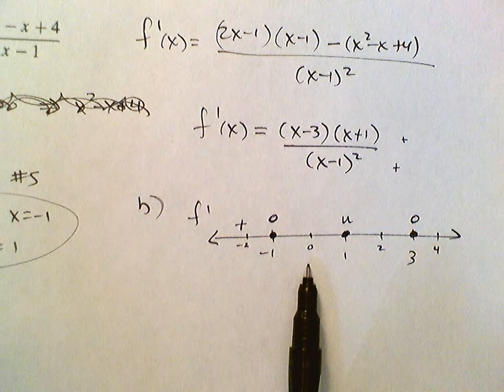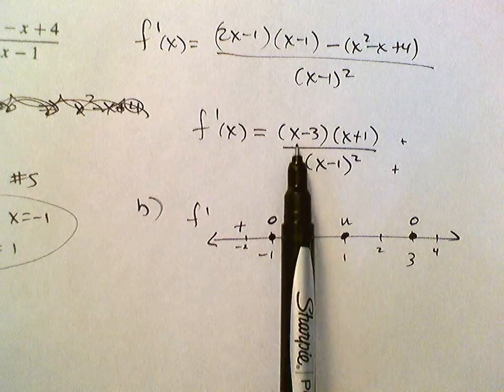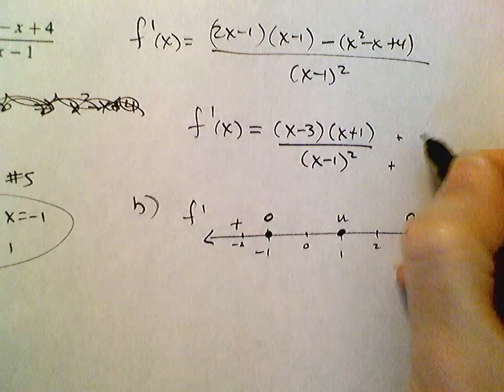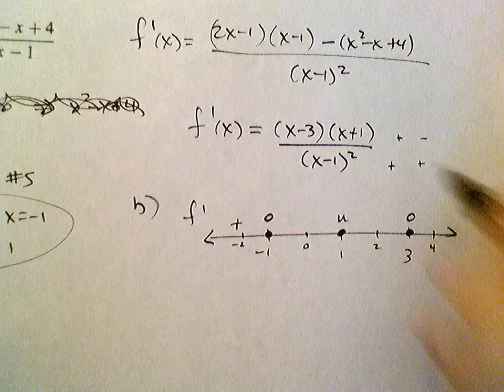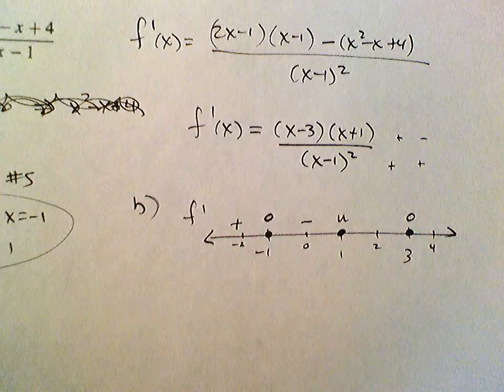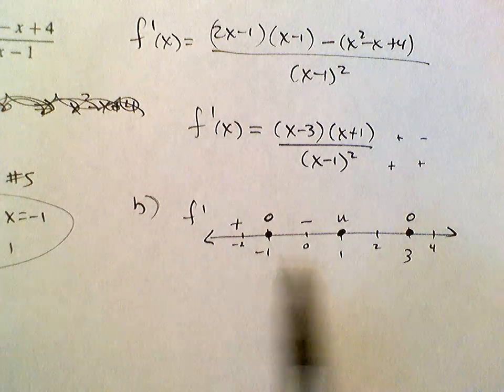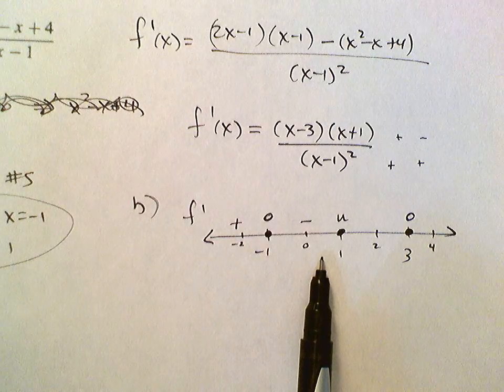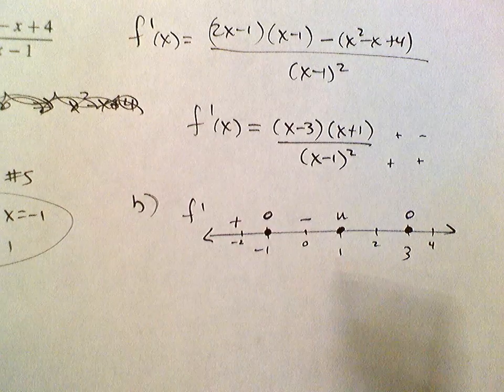Now, here I'll plug in 0. When I plug in 0, I get negative times positive, which is a negative. Again, that's always positive. So negative over positive would be negative. So f prime's negative on that interval, which means f is decreasing.